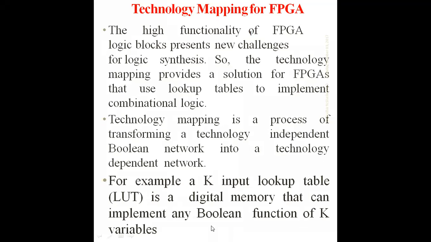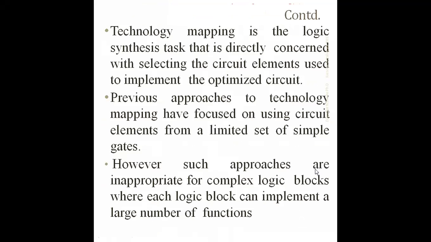So, combination output. For example, an n-input lookup table is a digital memory that can implement any Boolean function of k variables. K is two variables. It can implement two-variable outputs also. Technology mapping is a logic synthesis task that is directly concerned with selecting the circuit elements used to implement the optimized circuit. Finally, for an optimized circuit, I have shown only an AND gate.